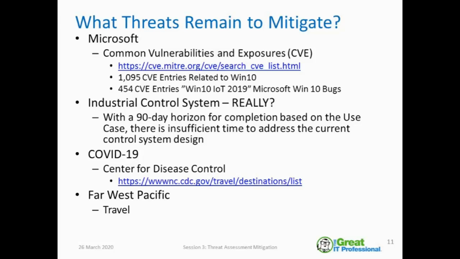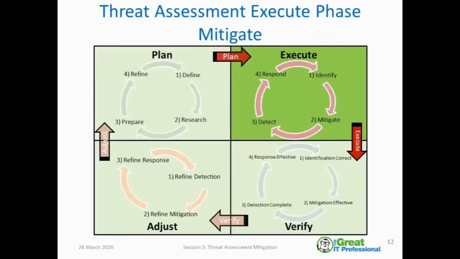So these are the threats that remain to mitigate. As we look at the mitigation, we're down here, the second step in execute. We've done the planning, we've done the research, we've done the definition, we've done the identification, and actually pared down the number of threats based on a number of different aspects that we finished researching. And now we want to look at how we are going to go through the process of mitigating this.